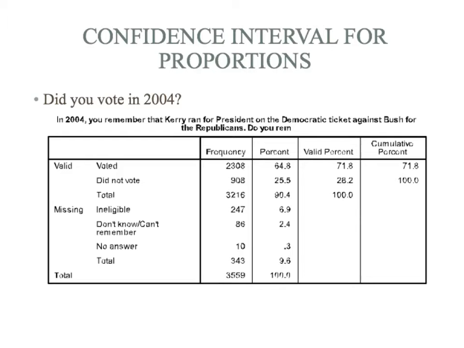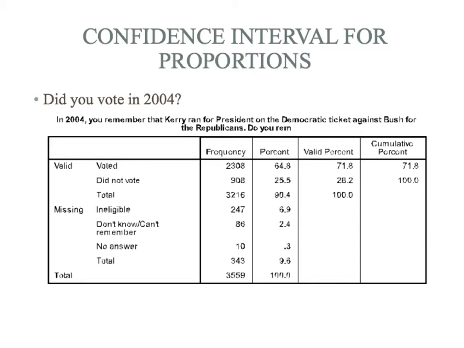So we're going to use this data. It is taken from the General Social Survey 2008, and it's asking, did you vote in the 2004 election? The response categories are voted, did not vote, and then we have our total, and then we have the missing. There were people who weren't 18 at the time, or maybe weren't U.S. citizens at the time, or were convicted felons. And then we have those who don't know or can't remember and no answer. We're going to focus our attention on the valid responses only.